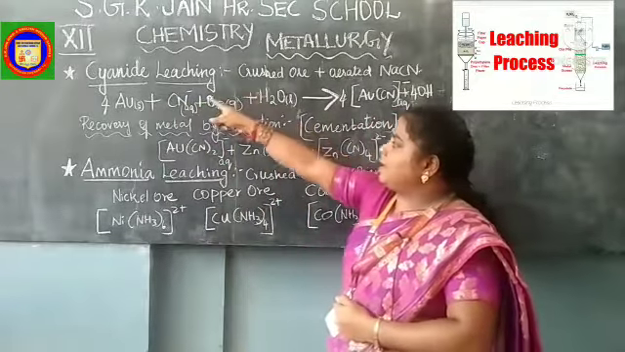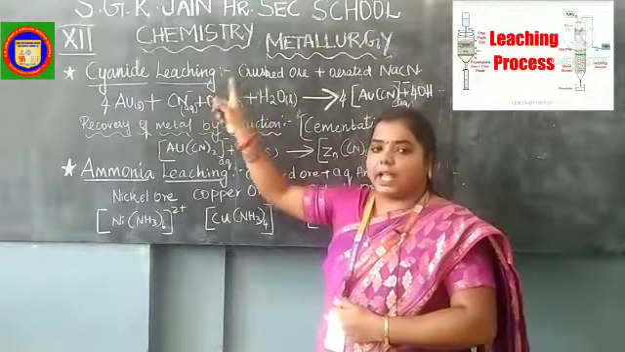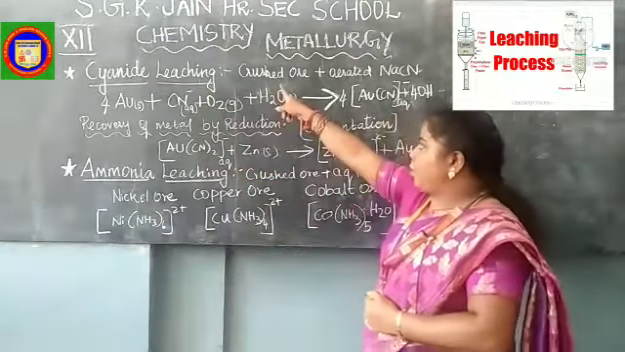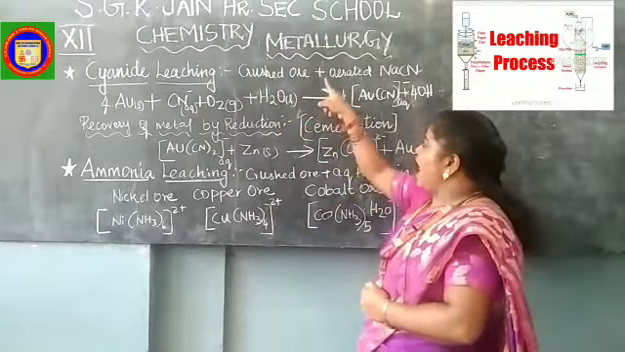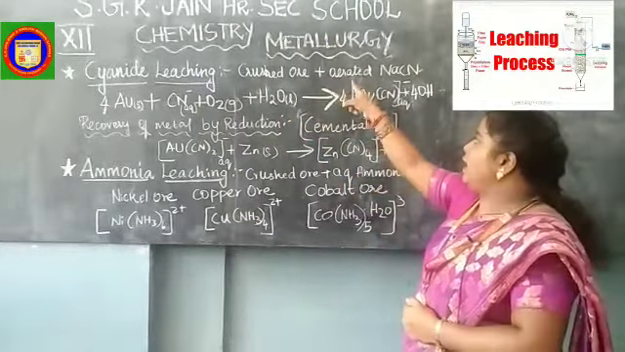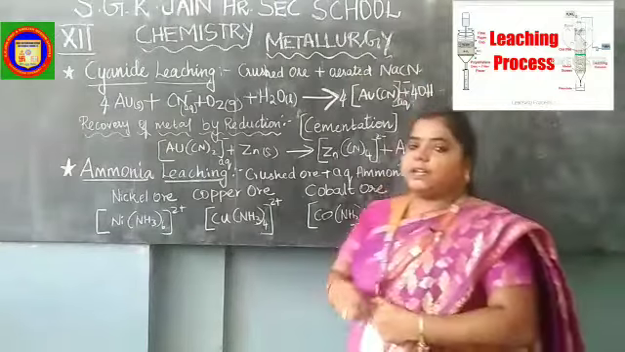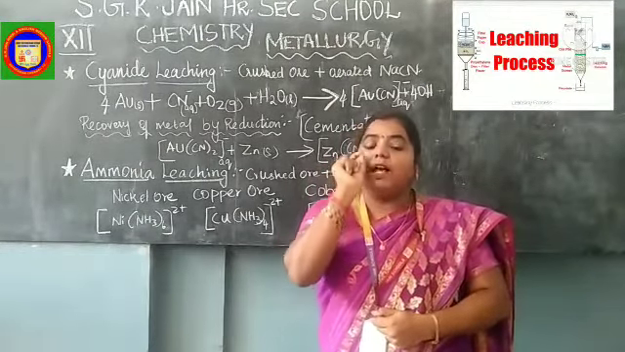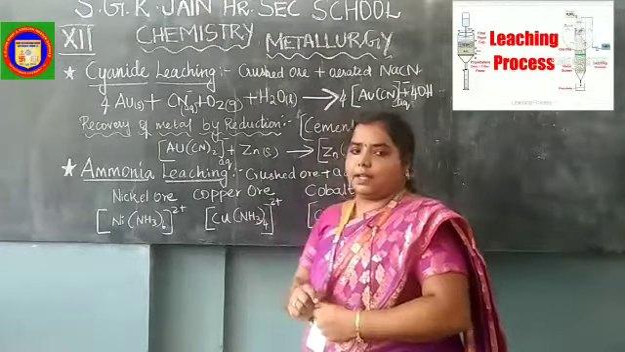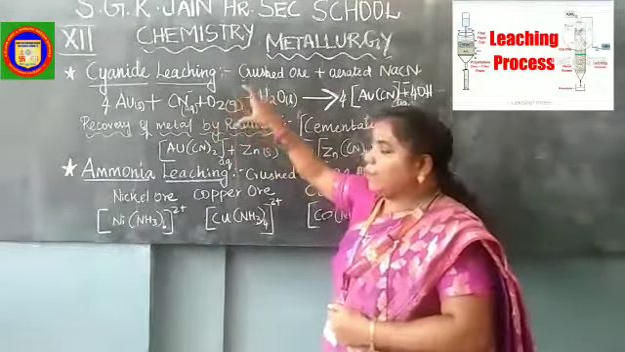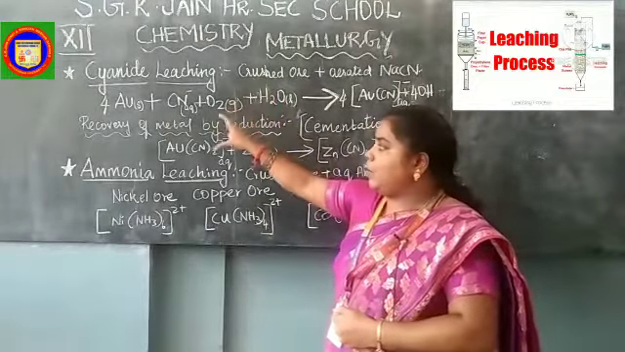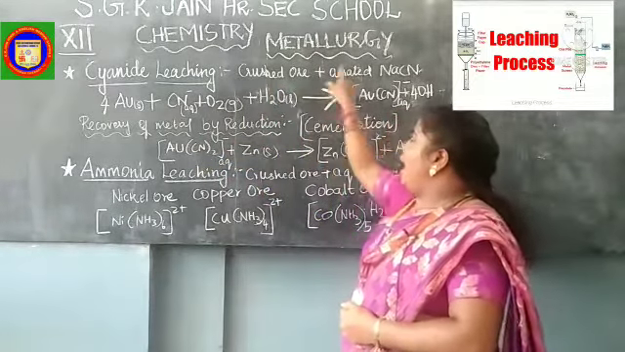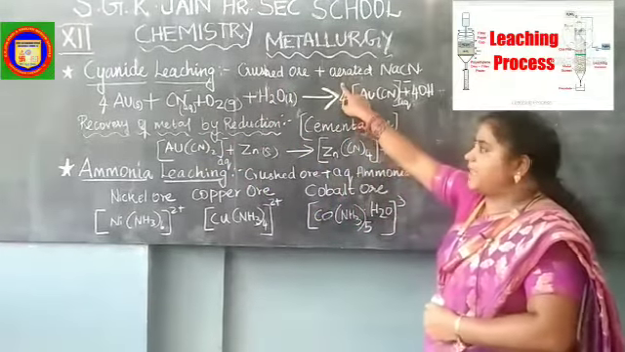The first one is cyanide leaching, which means here we are using cyanide for the leaching process. First the process is that the crushed ore is treated with aerated sodium cyanide. Aerated is a substance which has air bubbles in it. Here I am taking gold as the ore, crushing the ore and treating it with sodium cyanide to leach the gold.